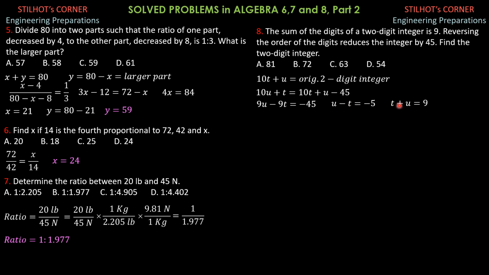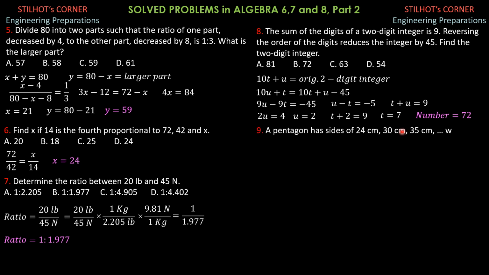So adding these two equations will eliminate t. So u plus u is 2u, and negative 5 plus 9 is 4. So 2u equals 4. So that means u is 2. Then substitute here, t plus 2 equals 9. So the tens digit is 7, 9 minus 2. So therefore, the original two-digit number is equal to 72.